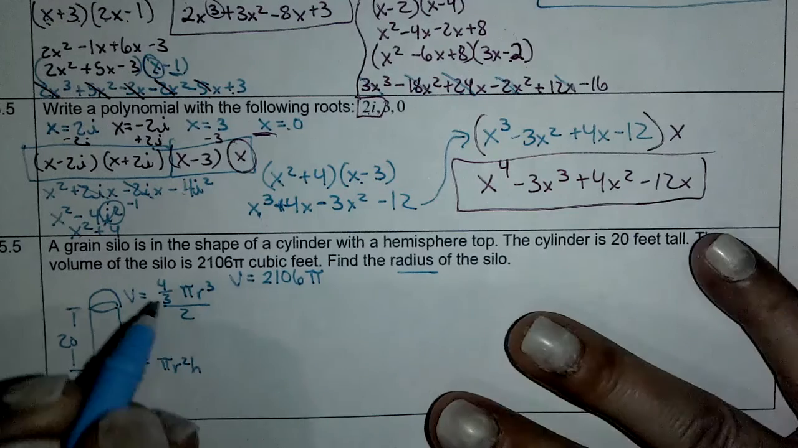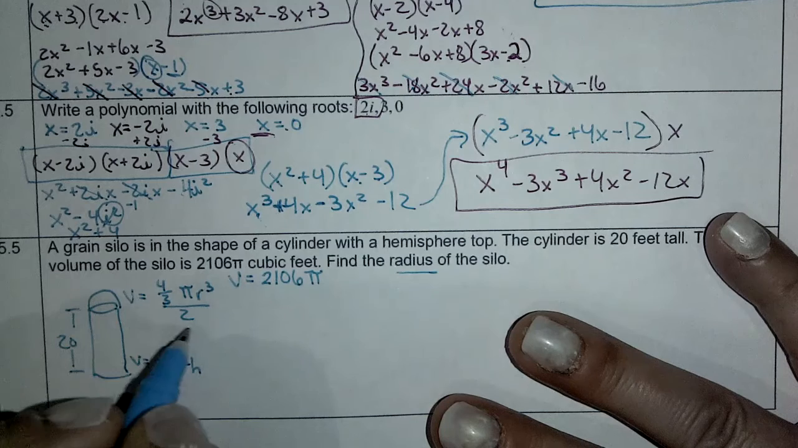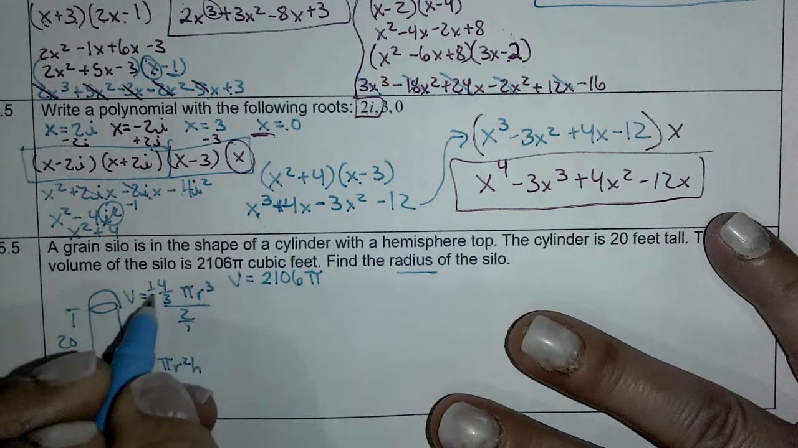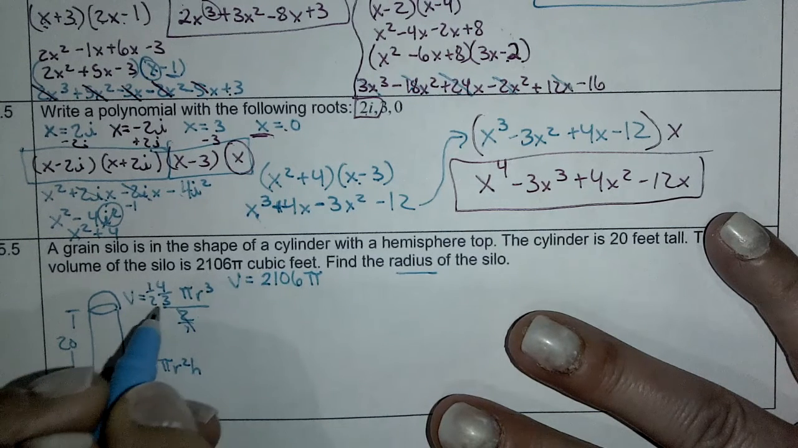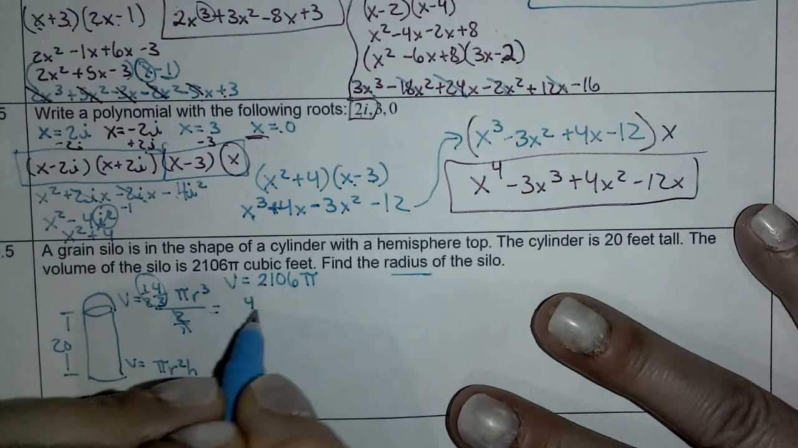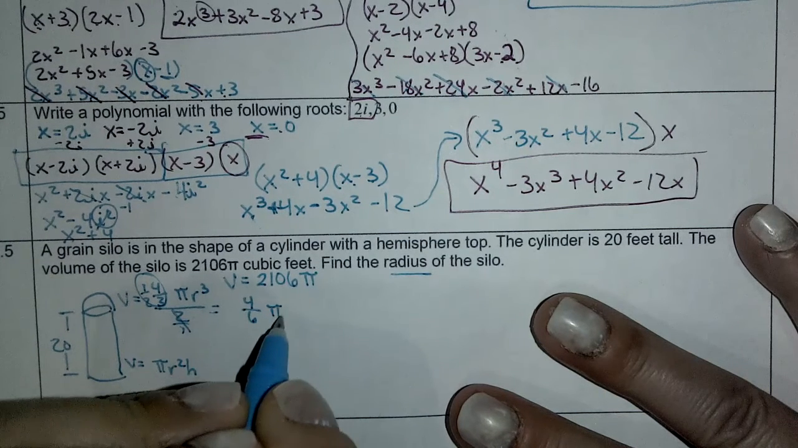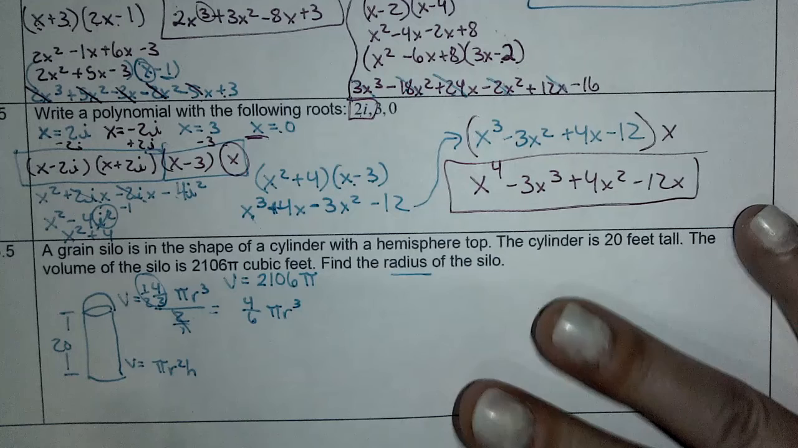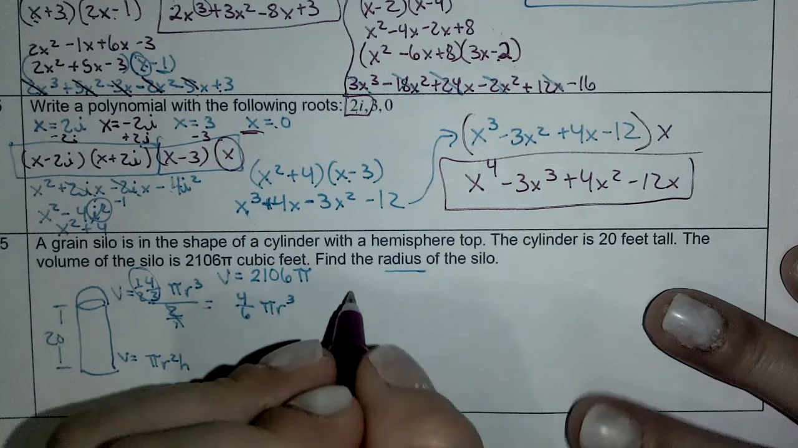Okay. So let's go on ahead and simplify this. This is really 2/1, which means we're multiplying by 1/2. I'm just showing you how I'm getting what I'm getting. So I'm getting 4/6 pi r cubed. Okay, so let's go on ahead and write this out.